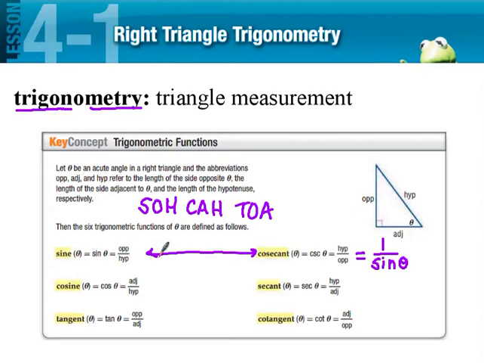Secant relates with cosine. Cosine's buddy. Cotangent relates with tangent.